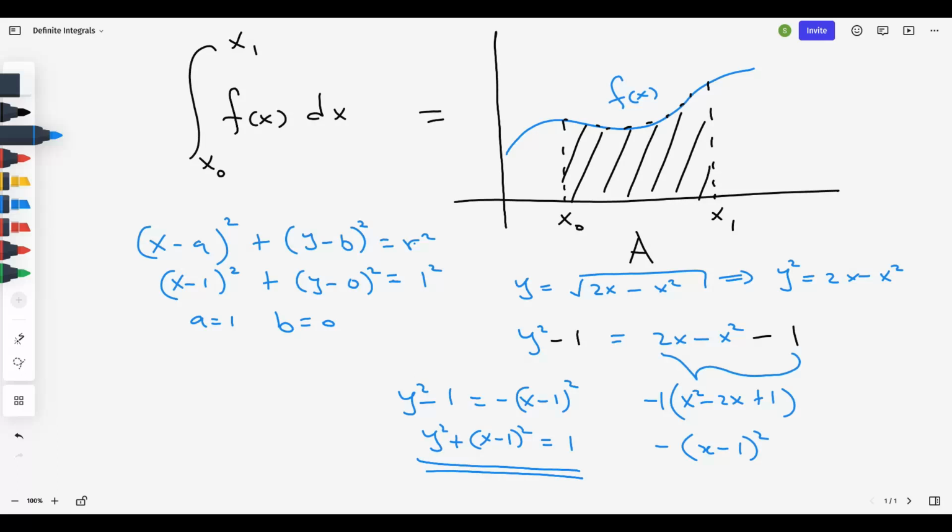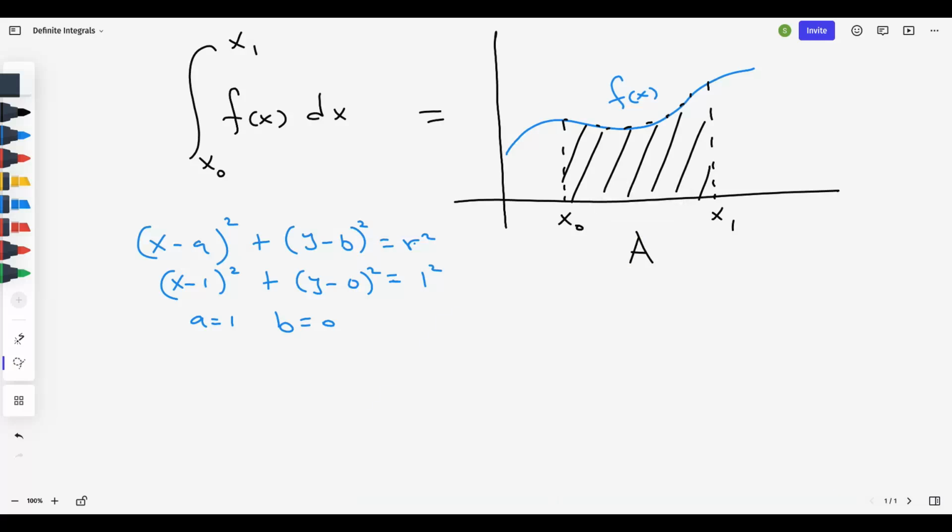So let's see, I don't have much room and I don't want to delete everything. So I'm just going to take this part off because I don't want to delete the formula up there.